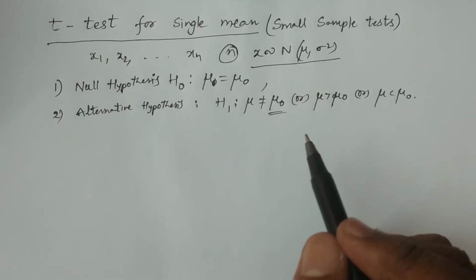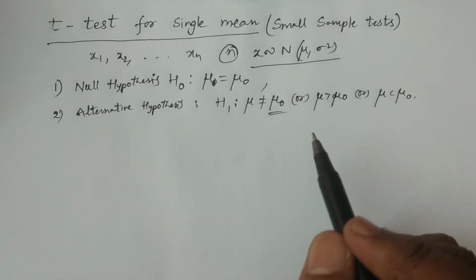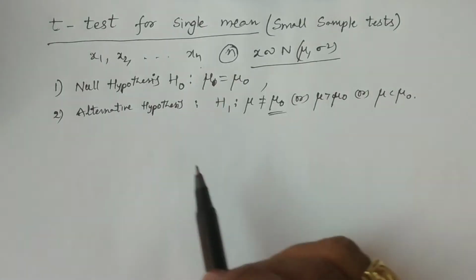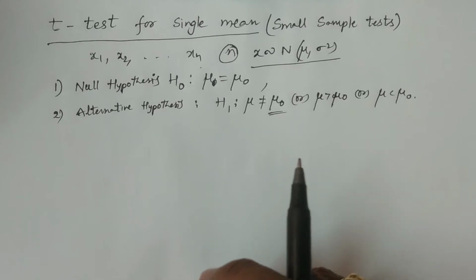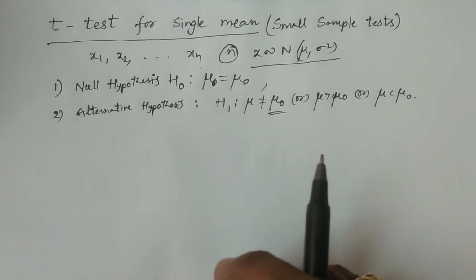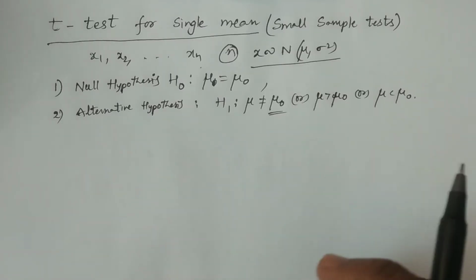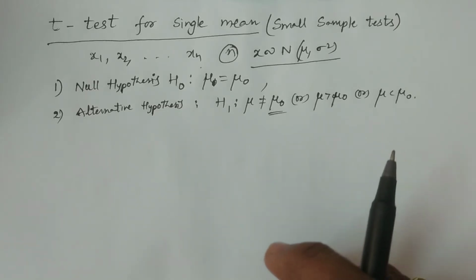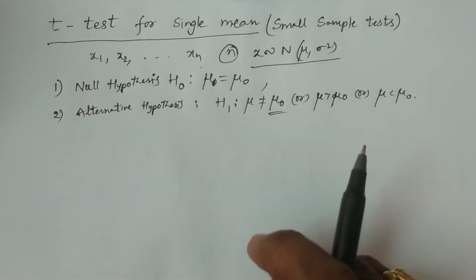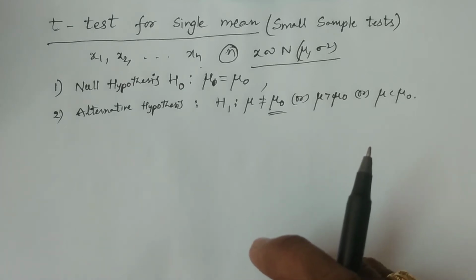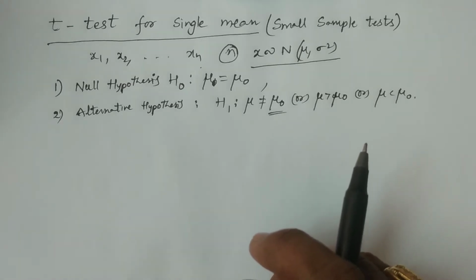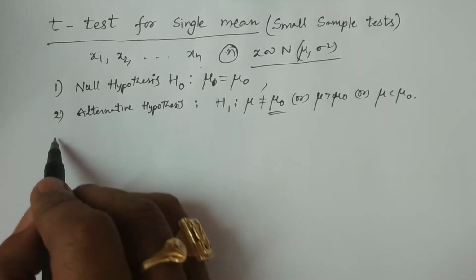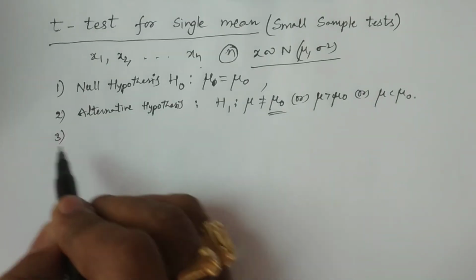The sample mean is calculated from the sample observations x1, x2 and so on xn. It is not drawn from the population with that mean, as there is a significant difference. If you consider the population mean and sample mean, there is a clear significant difference between them. That is the alternative hypothesis H1.